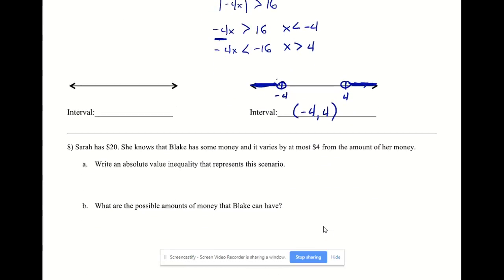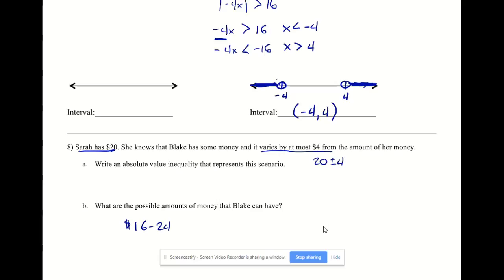Sarah has $20. She knows that Blake has some money and it varies at most by $4 from the amount she has. Write the absolute value inequality that represents this scenario. So varies by at most $4 means Blake has her 20 plus or minus $4. So it's almost easier to do the second part first. So Blake has $16 to $24.